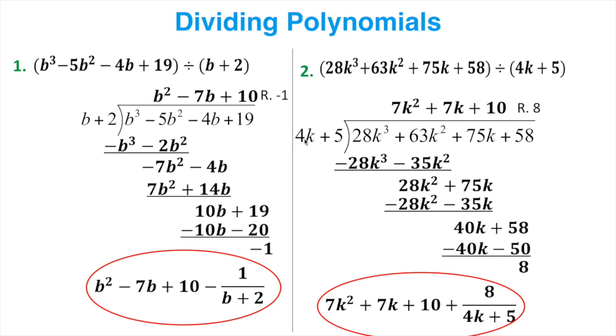This second one became just a little bit more complicated because you had a 4k, not just a k. So you had to go, okay, what do I need to multiply 4k by to get to 28k cubed? And that was 7k squared. So that became a little bit more complex, but hopefully that wasn't too much of an issue for you.